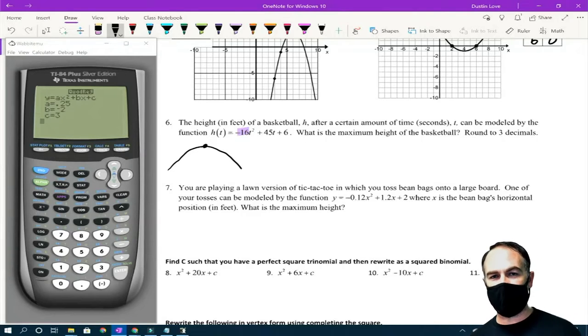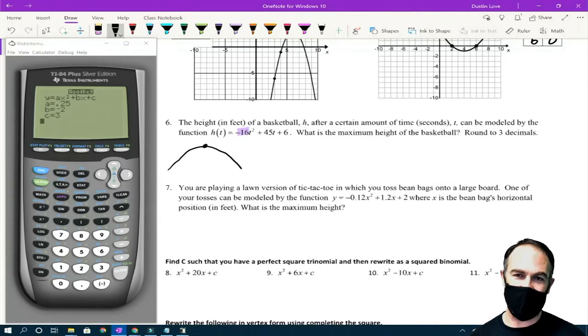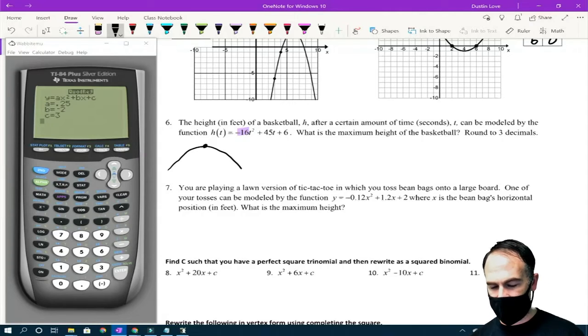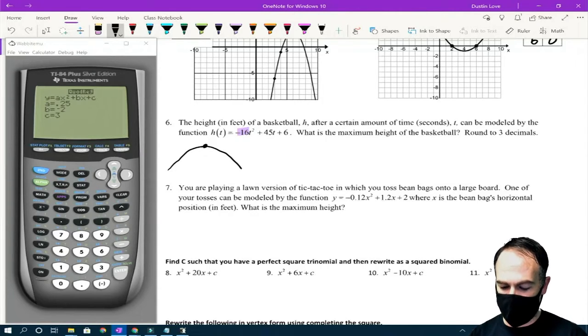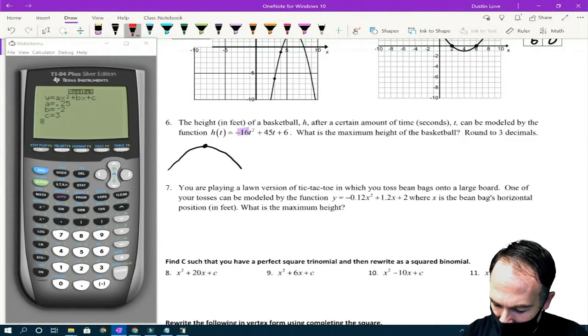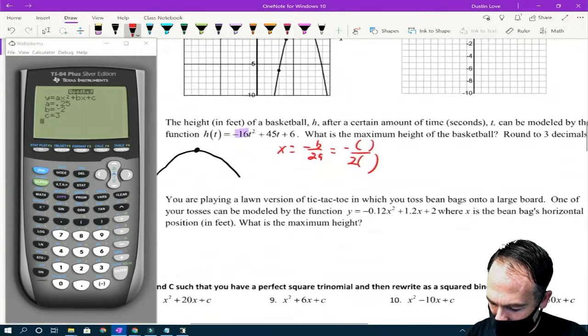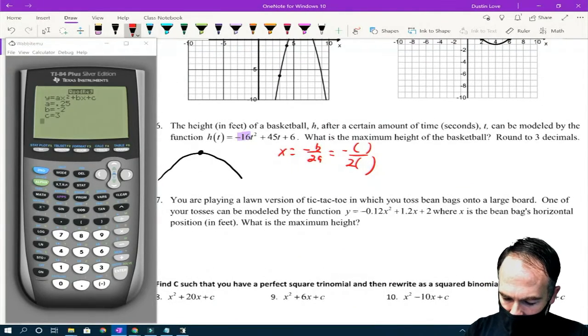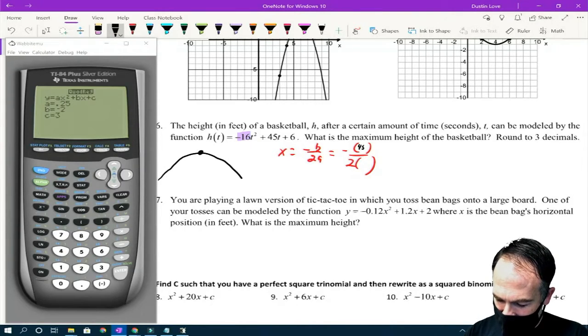So what we're really looking for there is the y value, or in this case the h value of the graph at the vertex. The way we do that is by finding the axis of symmetry and then the vertex, just like we've done before. So x equals negative b over 2a. So b is 45 and a is negative 16.